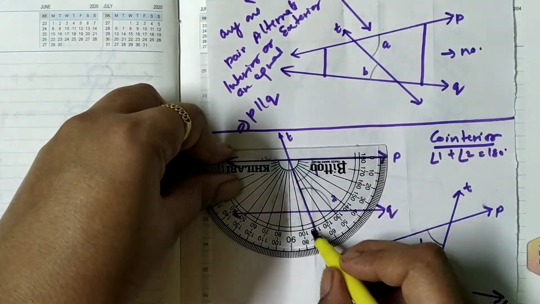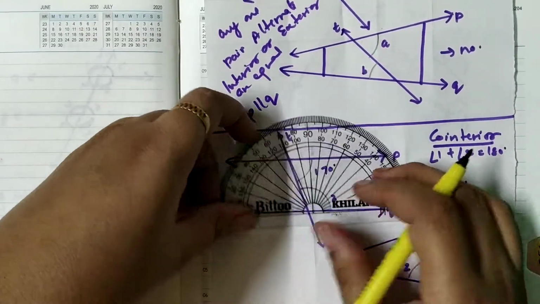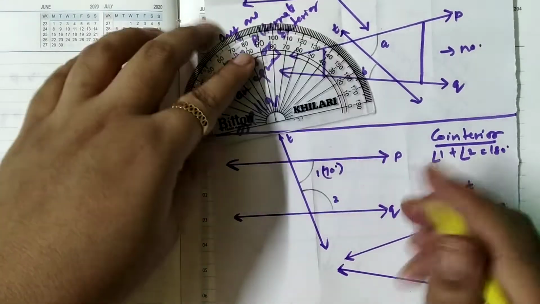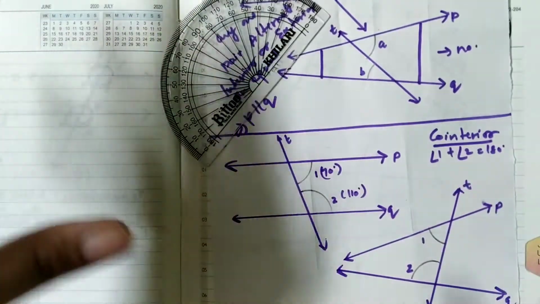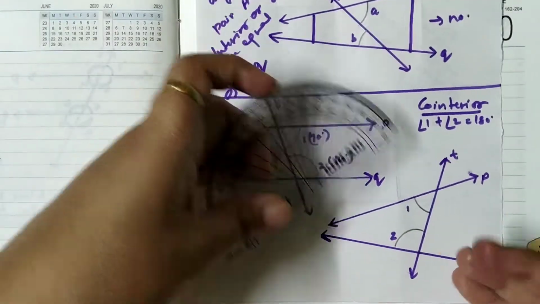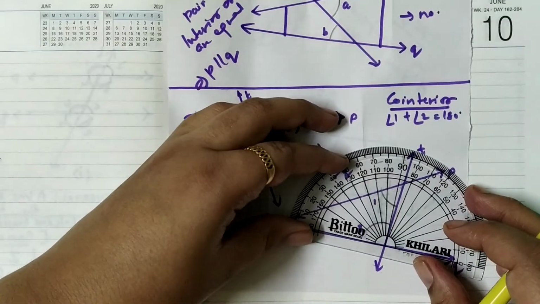If you observe, this angle is 70 degrees. Angle 1 is 70 degrees here, and angle 2 is 110, and their sum is 180 degrees. So I have taken the angles in such a manner that their sum is equal to 180 degrees. And in this case, if you observe, their sum is not 180 degrees. I will show you with the help of my protractor.